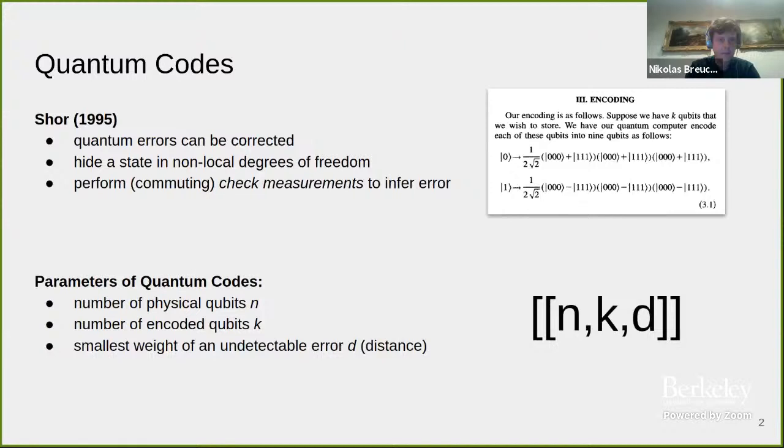Okay, so quantum codes are parameterized by 3 important parameters. So first of all, the number of physical qubits, which we denote by n. Then there's the number of encoded qubits, so how much information we can encode in our quantum code, and a parameter which tells us how well we are protected against errors is called the distance. So this is the smallest weight of an undetectable error.